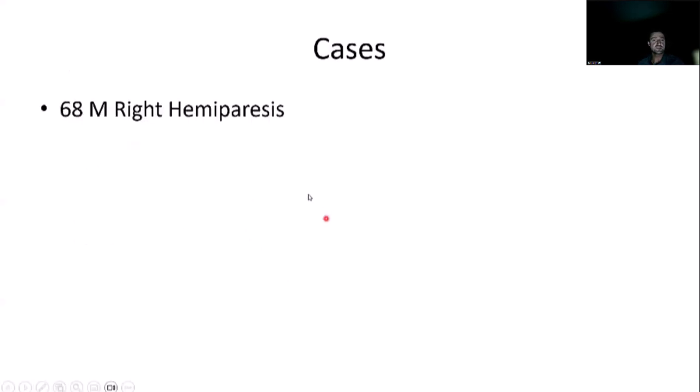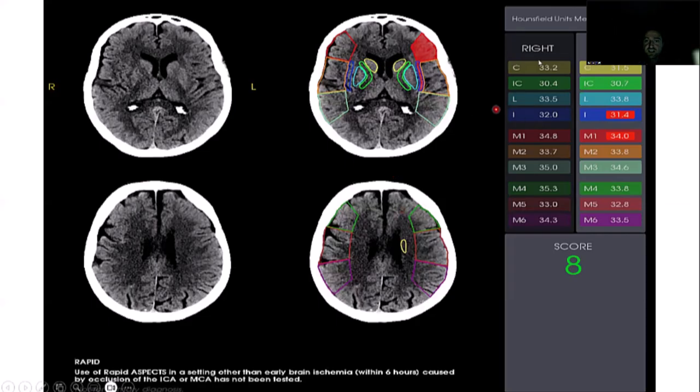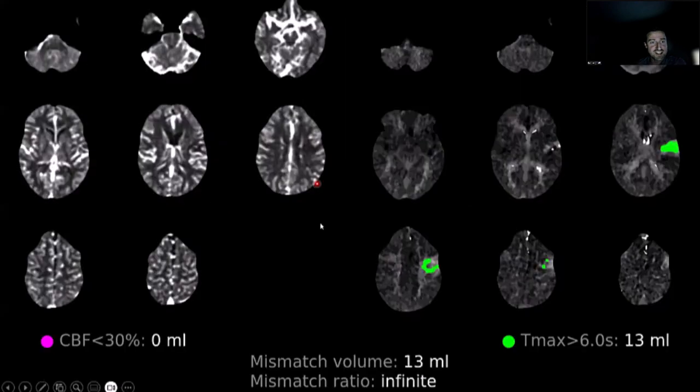So we'll just go through a few example cases just to sort of drill this in. This is a 68-year-old male with right hemiparesis. Our ASPECT score that RAPID gave, and like I said, I don't get any kickbacks from RAPID, their ASPECTS rating is sometimes okay, sometimes far off. This one I would grade as probably a 10.